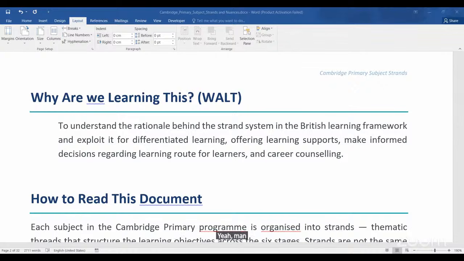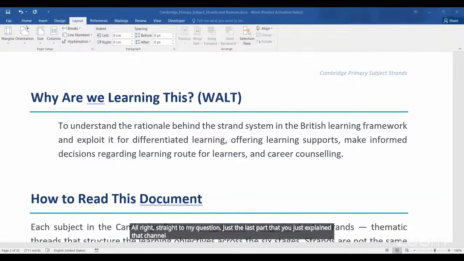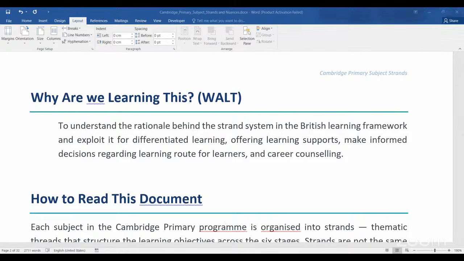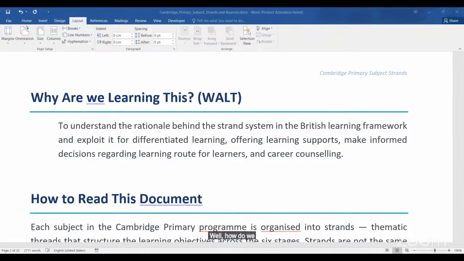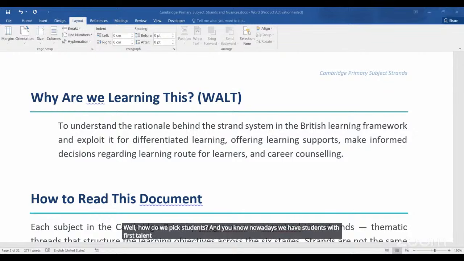All right, straight to my question. Just the last part that you explained, that we channel students on their area of focus so that at least in Year 10 we allow them to move on with those subjects. But my own focus area is art and design, which I also need students for, for IGCSE visual arts and design. But if you are using all these subjects that you mentioned, you didn't talk about it, because in checkpoint there is no art and design. How do we pick students? Nowadays we have students with such talents in drawing, composition, graphics and so on.